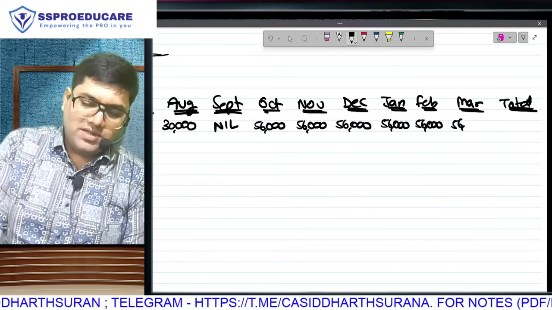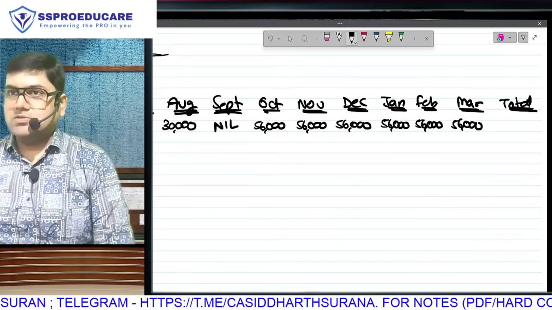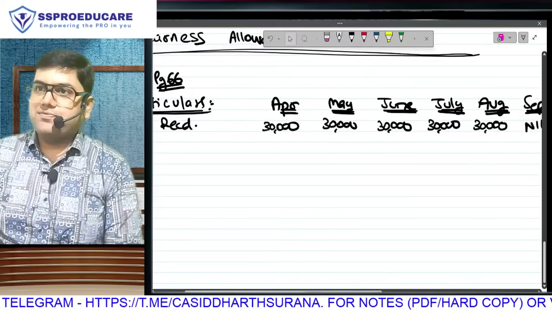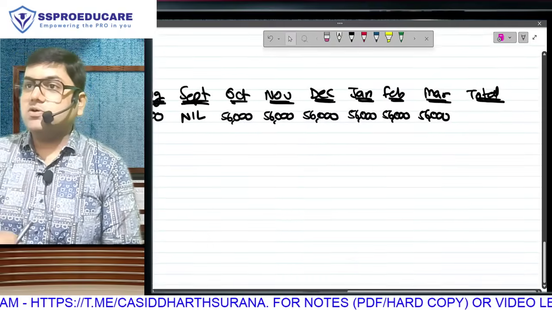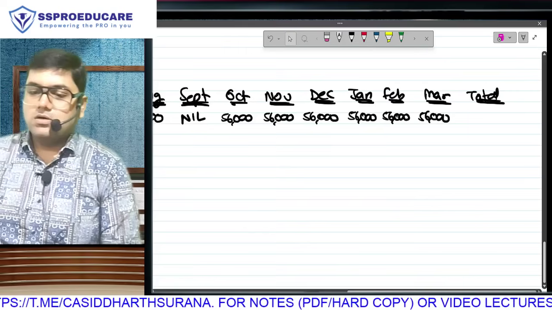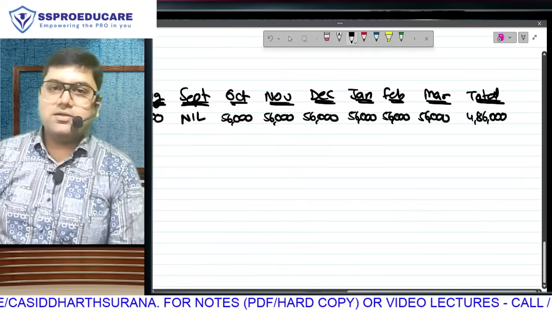With this, I will be able to get what is the total received for the year. 56,000 into 6 and 30,000 into 5. Total received is how much? 4,86,000.